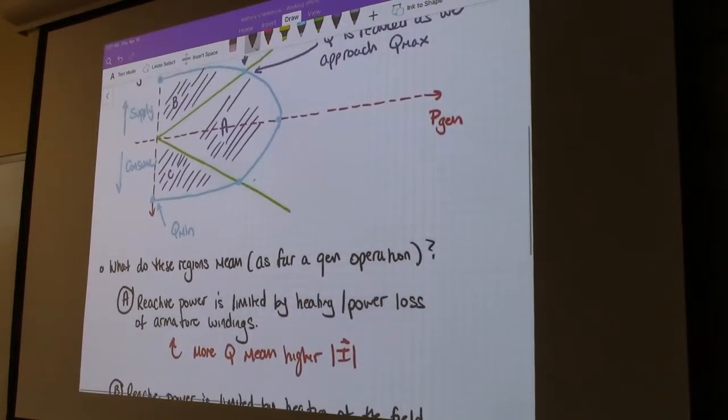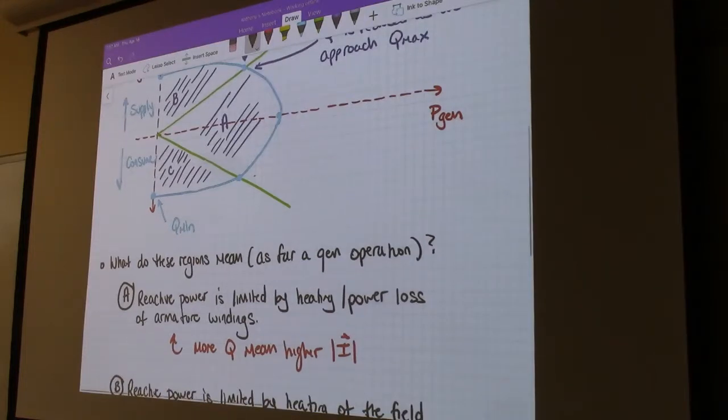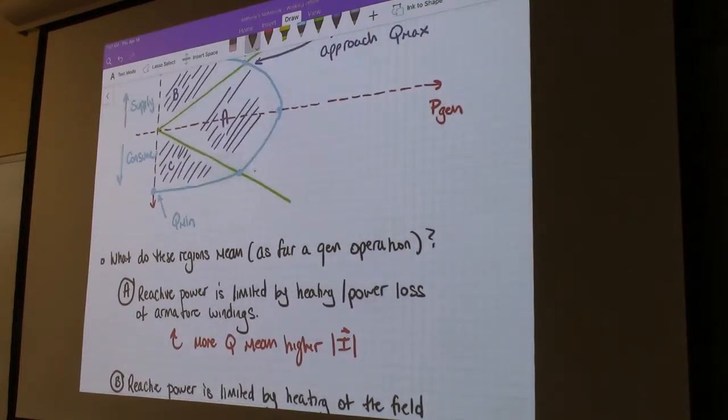And these are two very different constraints, right? Because the heating of the field windings is actually a constraint on the excitation system itself. Okay, and when you're in region A, you can keep turning up the excitation system. It won't have any ill effects on the excitation, but you'll be overheating the generator itself. When you get into part B, up here, now what you're seeing is that you're actually overloading the excitation system. So the difference between A and B is really how the reactive power is limited. Limited by the generator or limited by the excitation system.